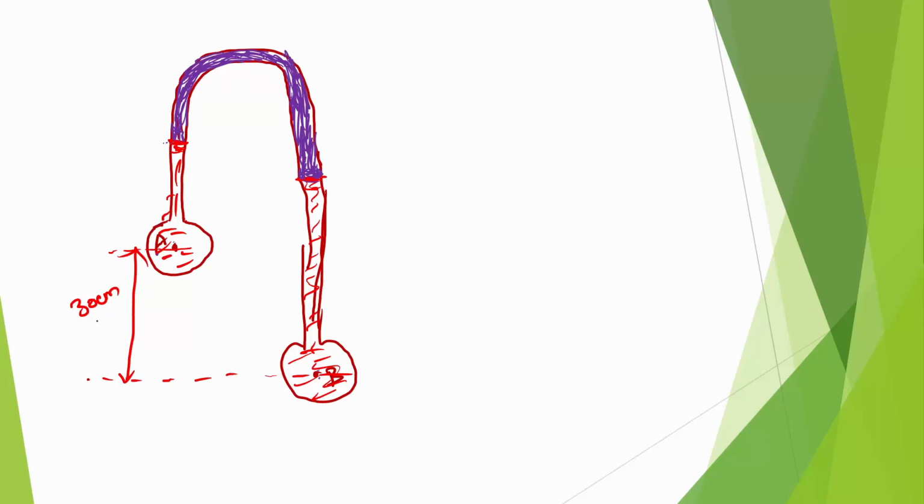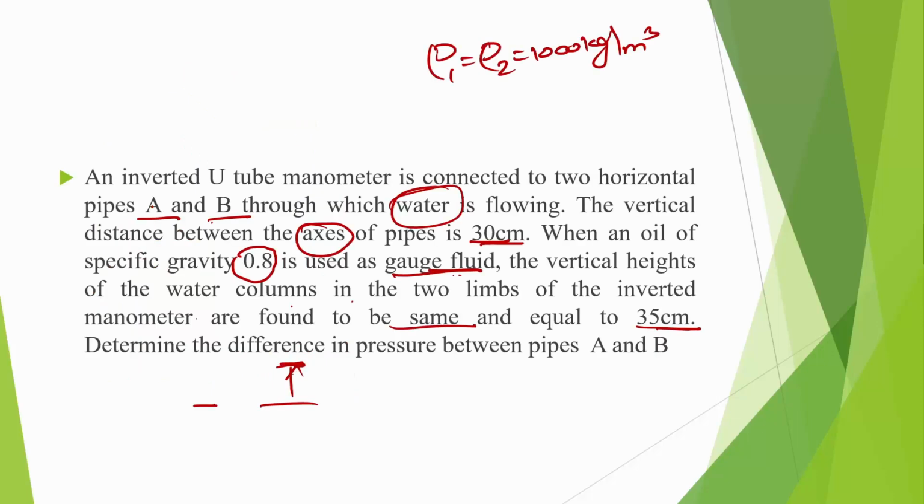Now the distance between these two is 30. Now it is given that the water level from the axis is 35. So as you can see, the value of vertical heights of water columns in the two limbs of the inverted manometer when measured from their respective center lines of the pipes. So there is one more term which is given.